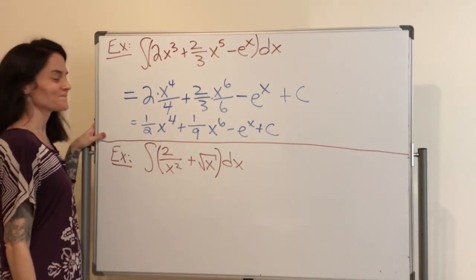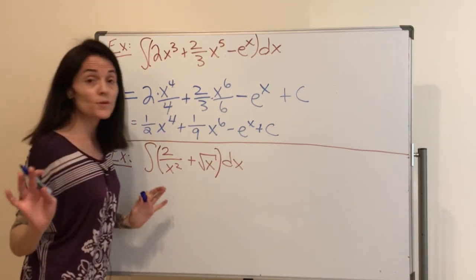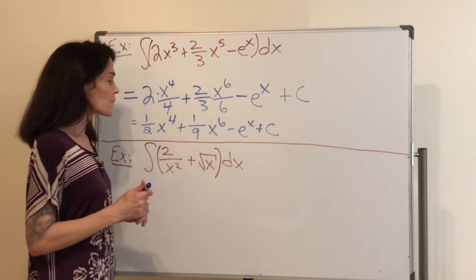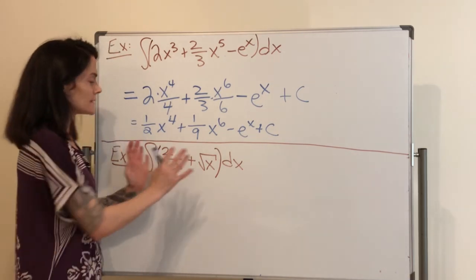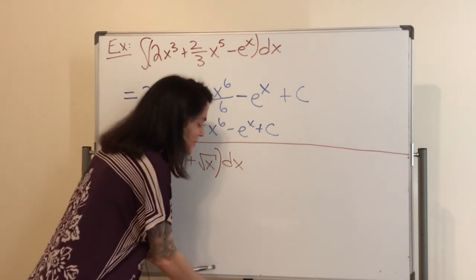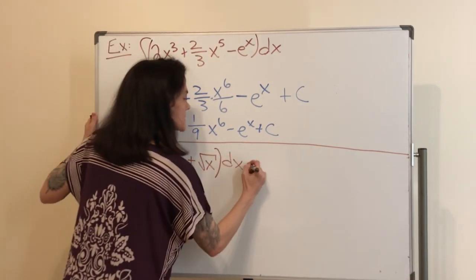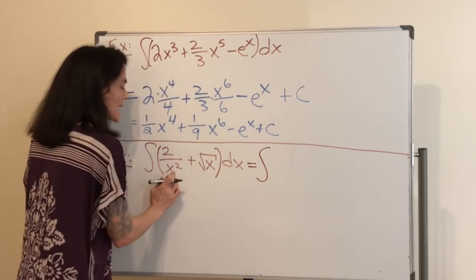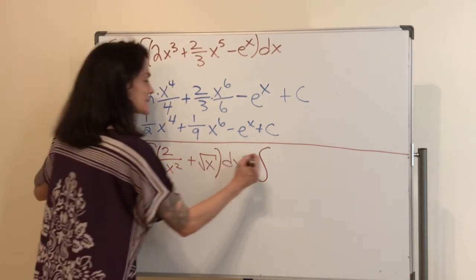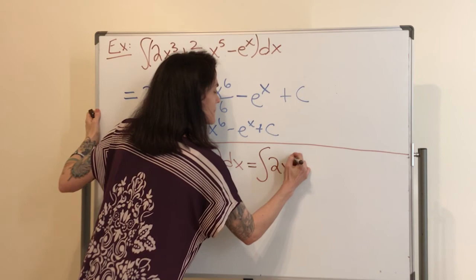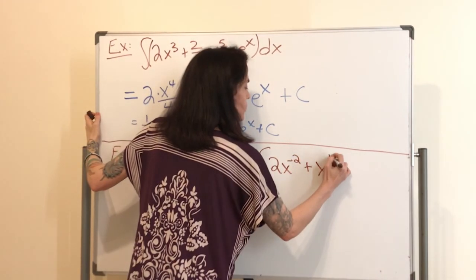Okay? Now, in the second problem, both terms are power rule, except we don't see the powers exactly like this. But if you remember when we first started differentiating, we can take this initial step to write each one of these as x to a power. So this is 2x to the minus 2, and then this is x to the 1/2.